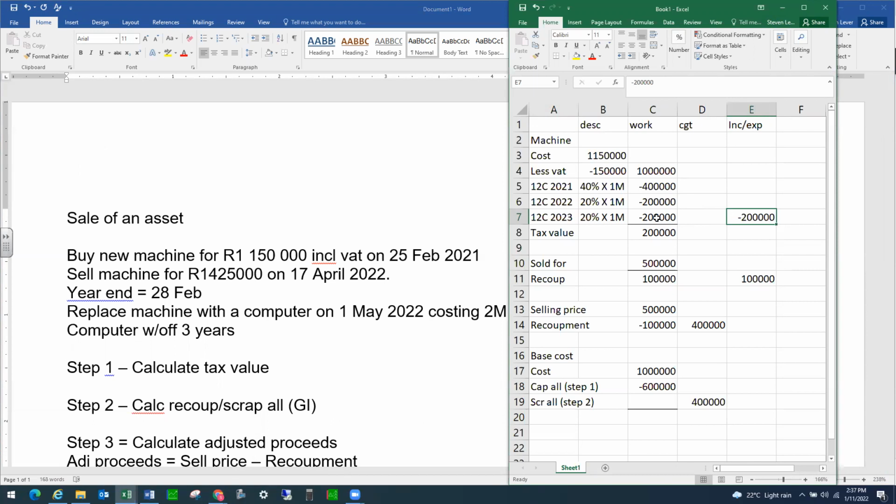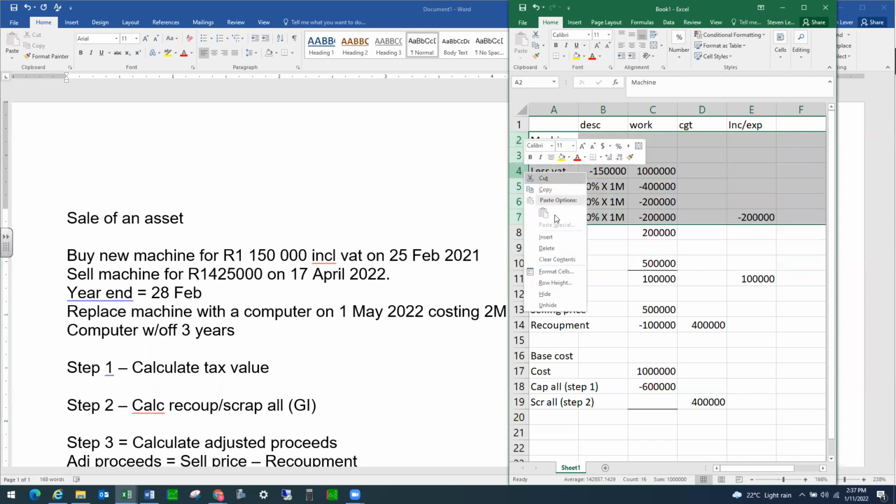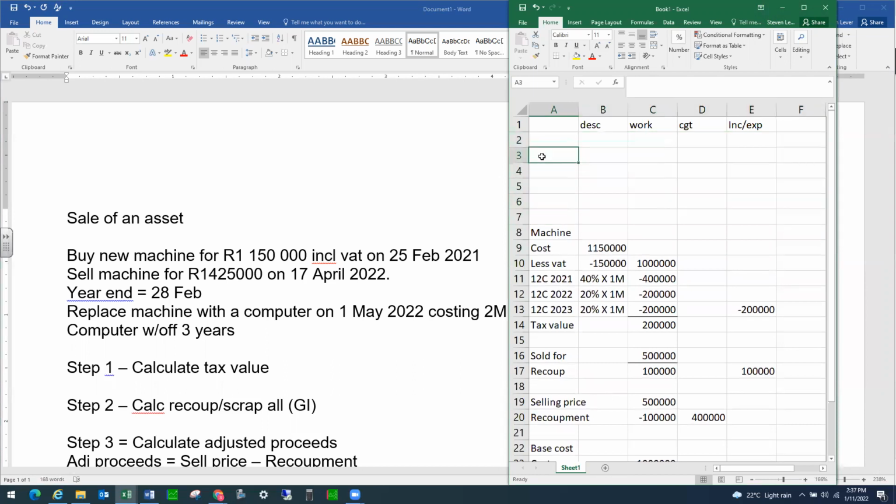Now, what basically ends up happening is this. I suggest that when you're busy doing a question like this, you do the replacement asset first. I'll just show you one now. We've got a computer. How much did it cost? 2 million. One third for the number of years. Are you comfortable with that?